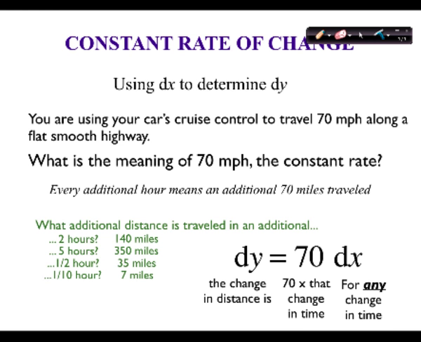I can only say that if what? What's the important qualification here? Yeah, we're on cruise control, right? 70 miles per hour is cruise control. Our speed is not varying, okay? Then we can say that for any change in time, the change in distance is 70 times that change in time. Okay?